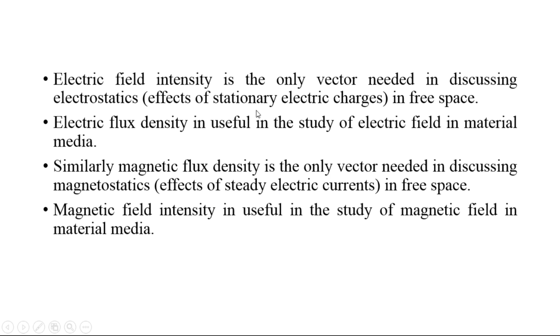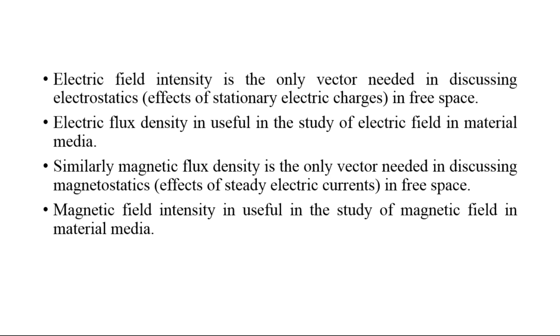Here we were talking about the stationary electric charges, whereas in case of magnetostatics we will talk about the effects of steady electric currents. So magnetic flux density is the only vector needed in discussing magnetostatics in free space, and magnetic field intensity H, or magnetic field strength, is useful in the study of magnetic field in material media. So these are the four vector field quantities.